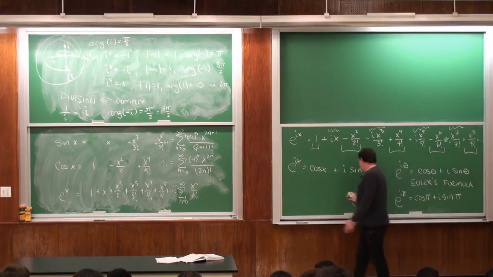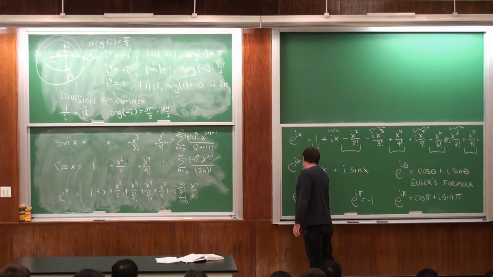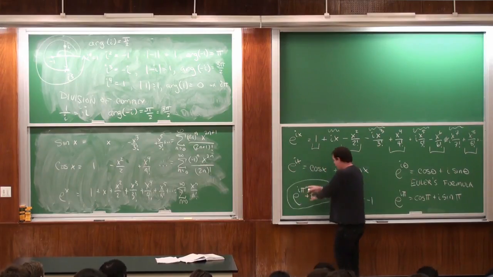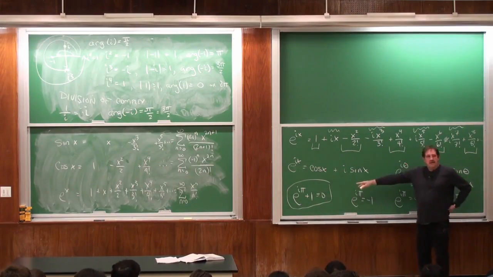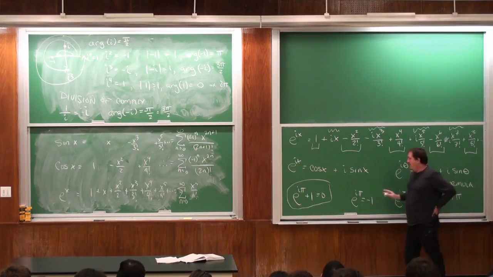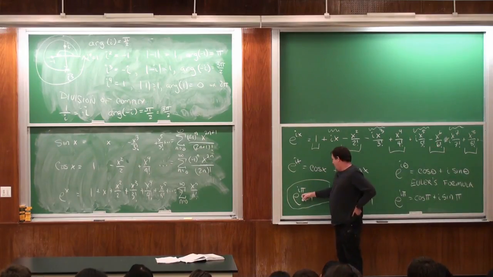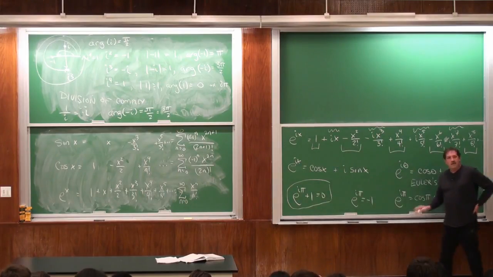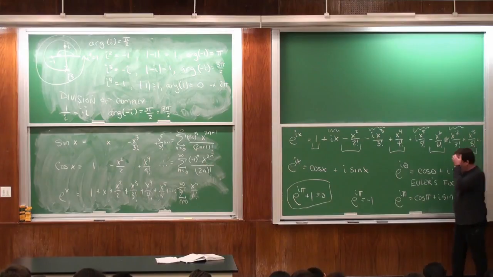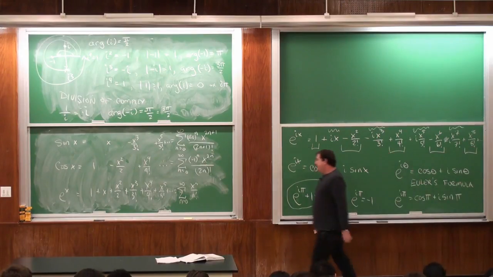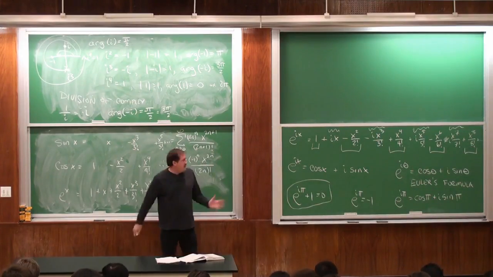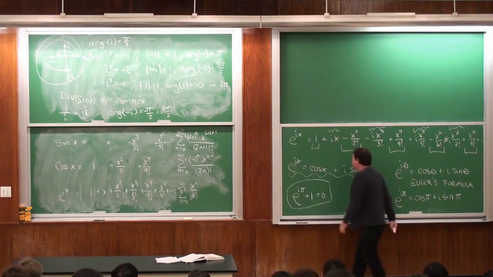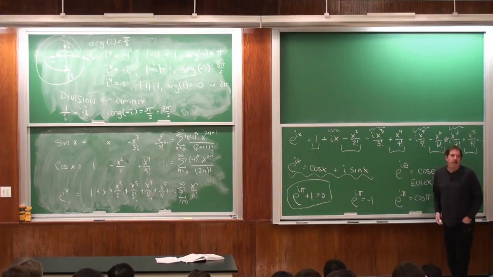Which, in fact, if you write it this way, e to the i pi plus 1 equals 0, then you have all of the math constants in one formula. All the important numbers. You have e, you have pi, you have i, you have 1, you have 0. You have lots of important constants all in one formula. So what is that saying? What is this really telling us? I don't know, it just looks cool.